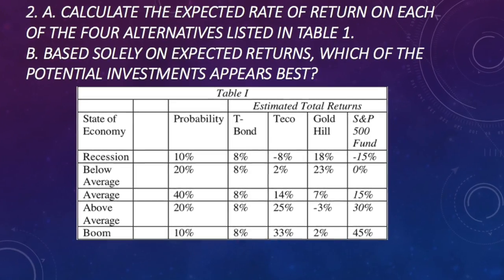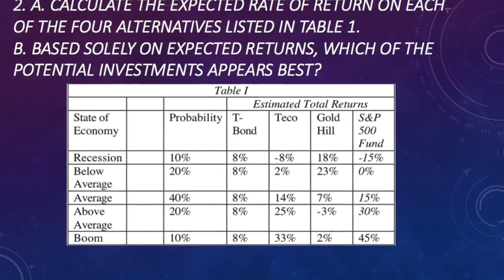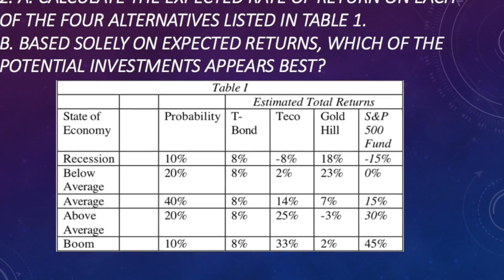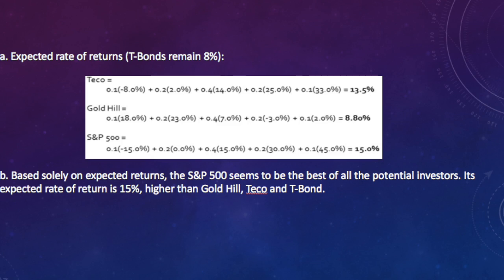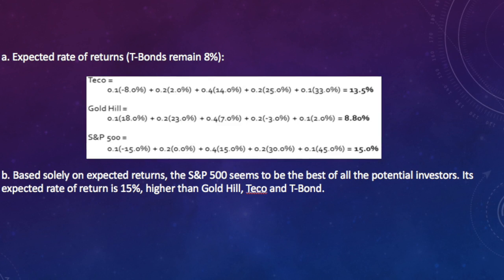For question 2, calculate the expected rate of return on each of the four alternatives listed in Table 1. And for part B, based solely on expected returns, which of the potential investments appear to be the best?